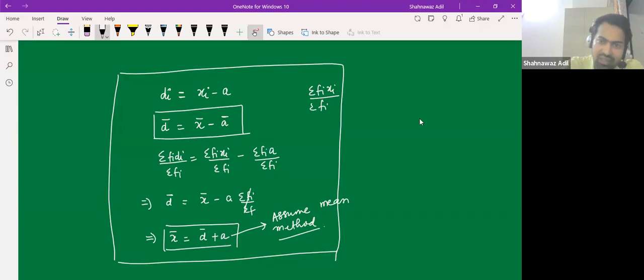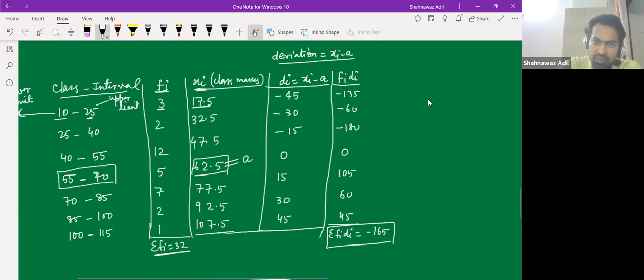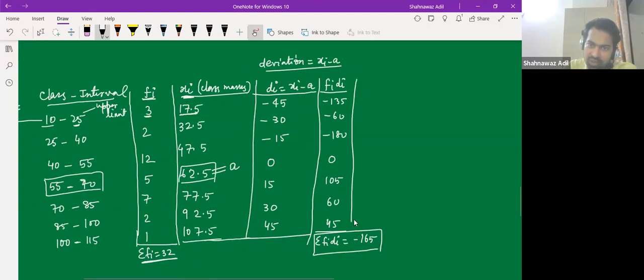So let us calculate what d bar is. D bar from here would be minus 165 divided by 32. So this is how much? Minus 165 divided by 32, that is minus 5.156. This is d bar.